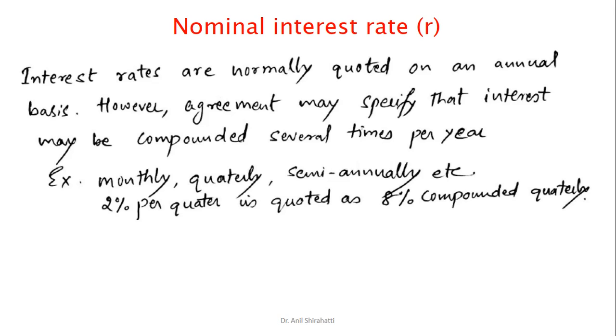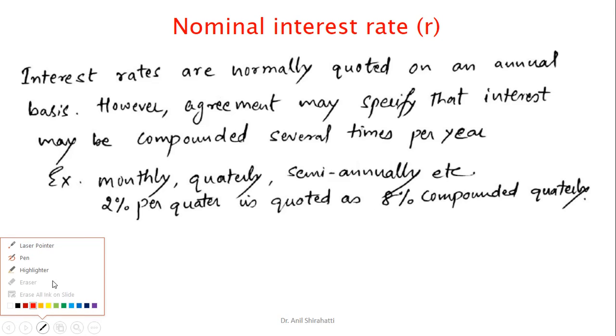Interest rates, or the nominal interest rate, are normally quoted on an annual basis. However, an agreement may specify that interest is compounded several times per year. It may be monthly compounding, quarterly compounding, semi-annual compounding, etc. For example, a 2% interest rate per quarter can be quoted as an 8% per annum interest rate compounded quarterly.